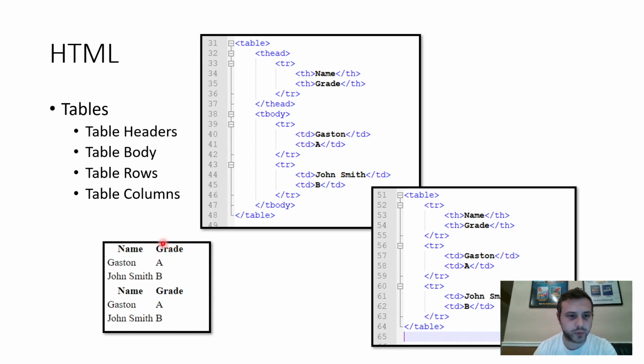And here's an example. This top table is this one, and this bottom table right here is this one. You can see that they look the same, even though this one doesn't have the t-head and t-body, and this one does. And you can kind of see how it's laid out.